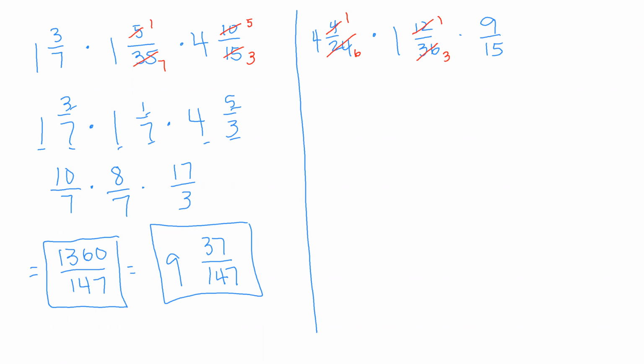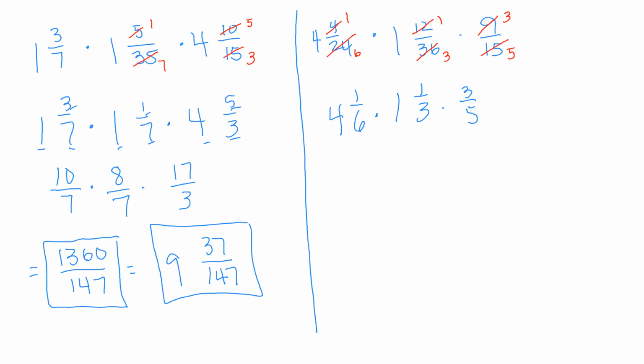Finally, 9 and 15 have a 3 in common. 9 divided by 3 is 3. 15 divided by 3 is 5. So let's clean up. We've got 4 and 1/6 times 1 and 1/3 times 3/5. All right. So remember, we can't multiply mixed numbers, so we have to convert them to improper fractions.